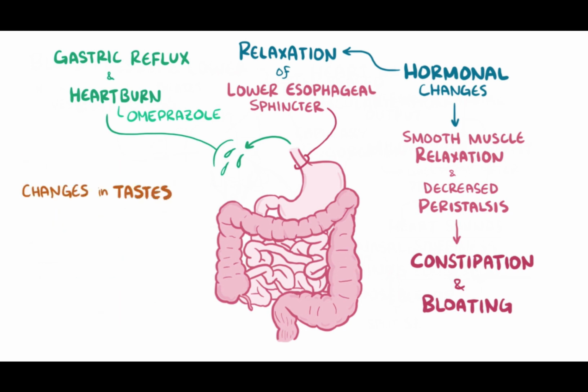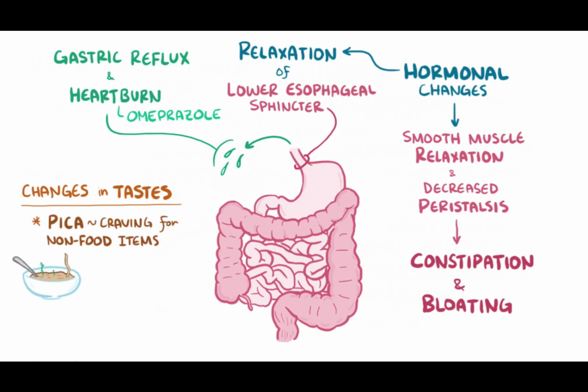Tastes can change too. Some women start disliking certain foods while craving other ones. A classic example is called pica, where there's a craving for non-food items like ice, dirt, or starch. The exact cause of this is unclear.